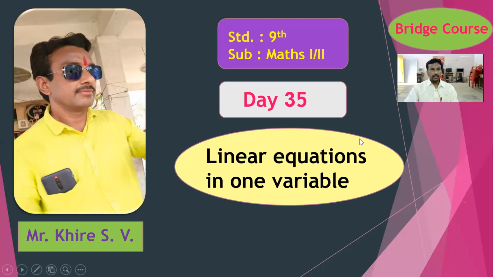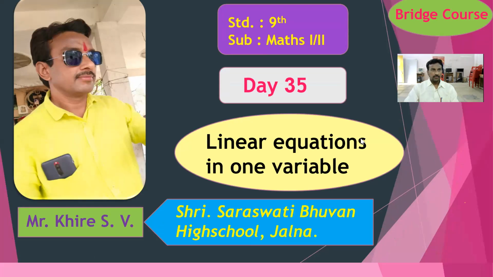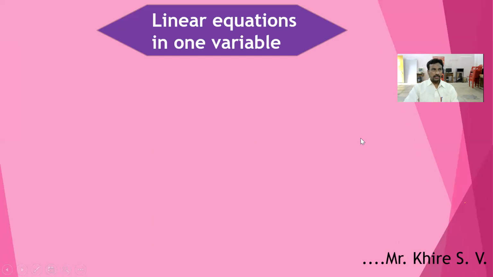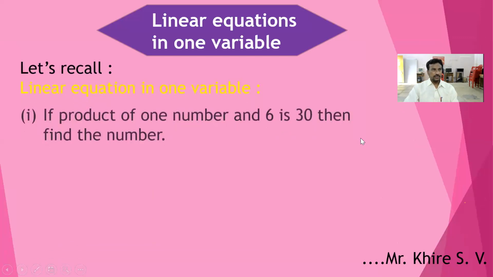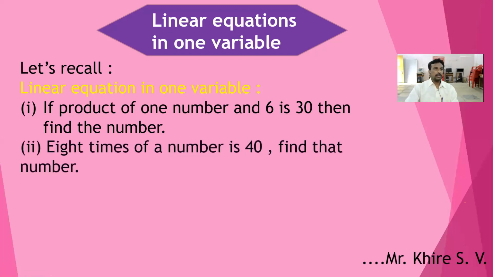Our today's topic is linear equations in one variable. We will take an example for this. First example: if the product of one number and 6 is 30, then find the number. Means multiplication of the number and 6 is 30. Then you have to find out the number.